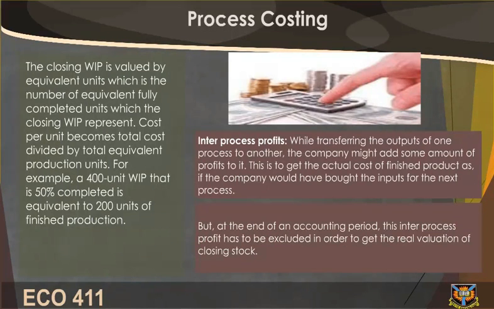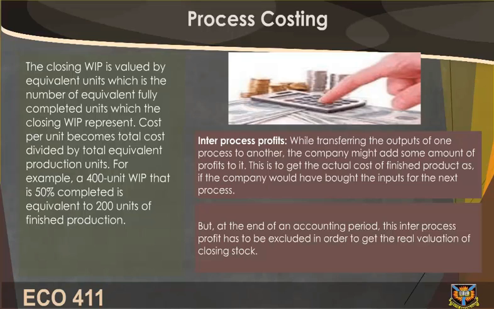The closing WIP is valued by equivalent units, which is the number of equivalent fully completed units which the closing WIP represents. Cost per unit becomes total cost divided by total equivalent production units. For example, a 400 unit WIP that is 50% completed is equivalent to 200 units of finished production.